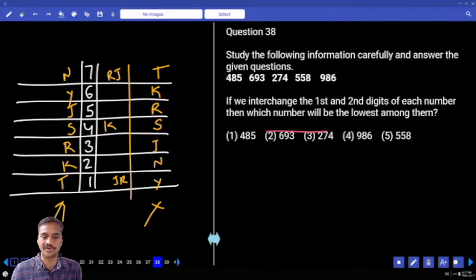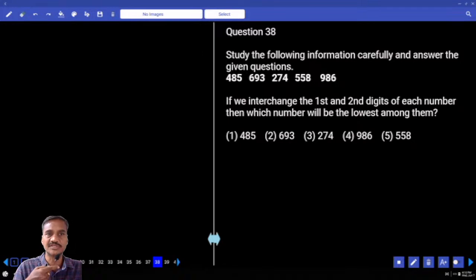Then next one, 38 to 40. Now it is based on a set of numbers. Now in this set of numbers, if we interchange the first and the second digits of each number, then which number will be the lowest among them? If first and the second digits are interchanging, then which digit is coming to the first place? Lowest digit. Now among the second digits, we need to check out the lowest. What is the lowest? 558. Hence, what is your answer? 558, choice. Now follow here.